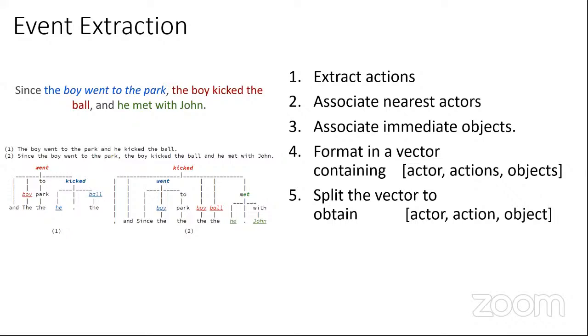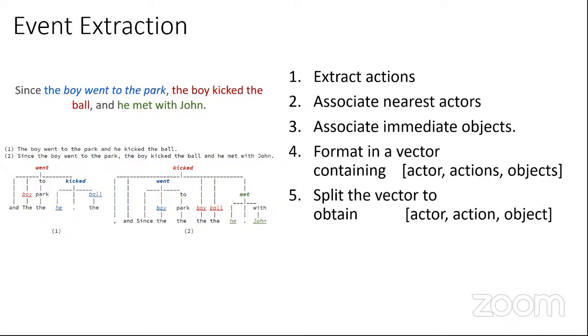multiple sentences with their respective parse trees. So for the first one, when we see that the boy went to the park and he kicked the ball, we can see the 2 actions, went and kicked. We can associate the boy here with going to the park. So boy went to park. And for the second one, he kicked ball, which is boy kicked ball.